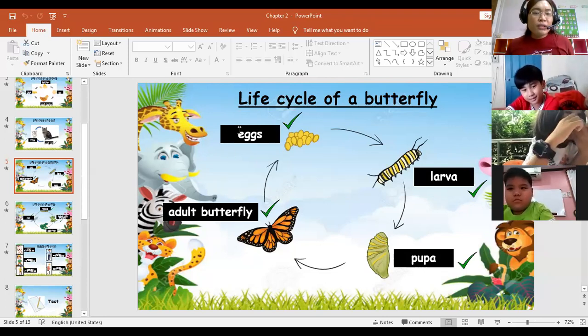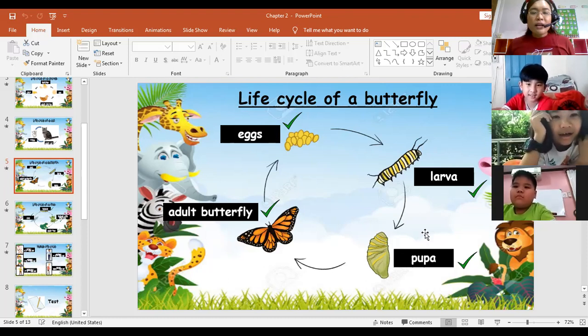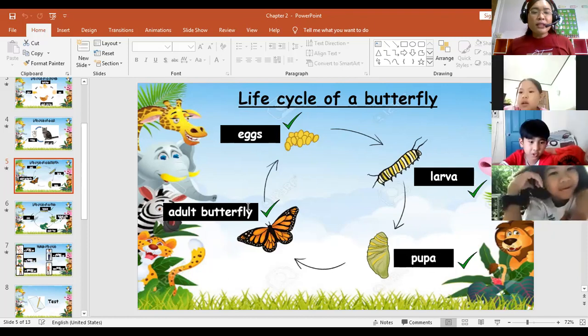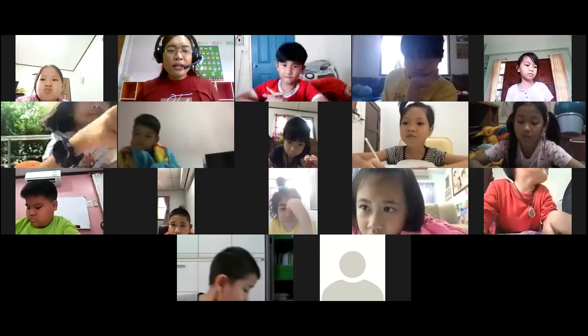What is the first stage? Eggs. What is the second one? Larva. What is the third one? Pupa. What is the fourth one? Adult butterfly. Okay, very good. Now answer this one.